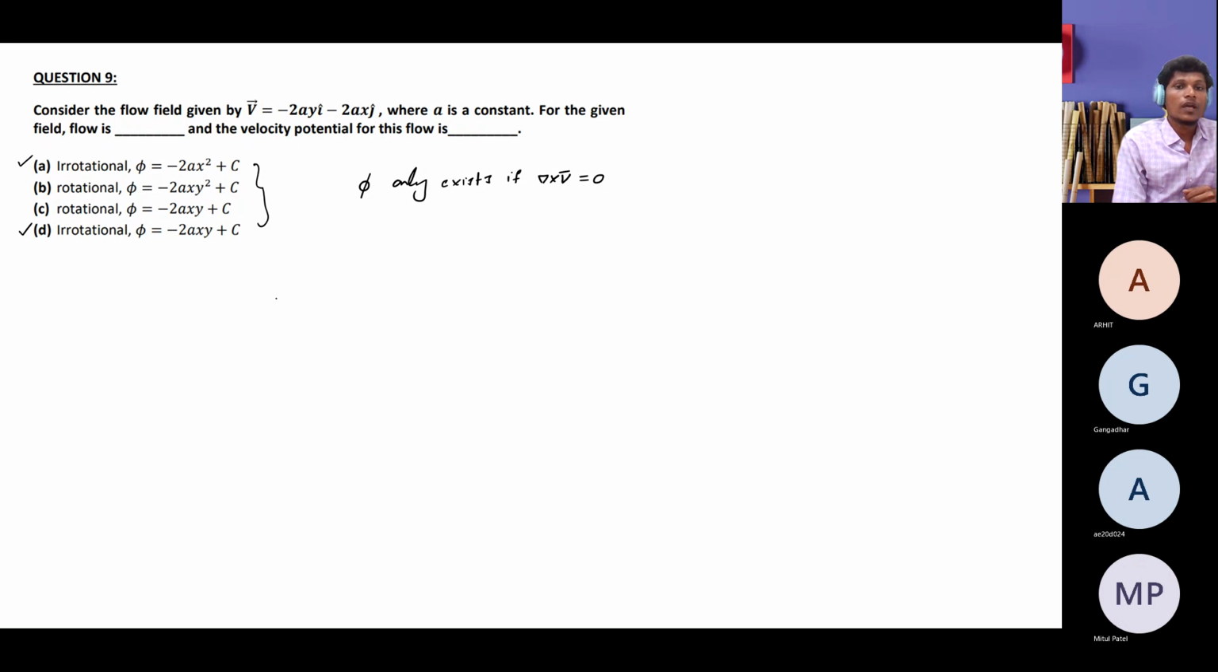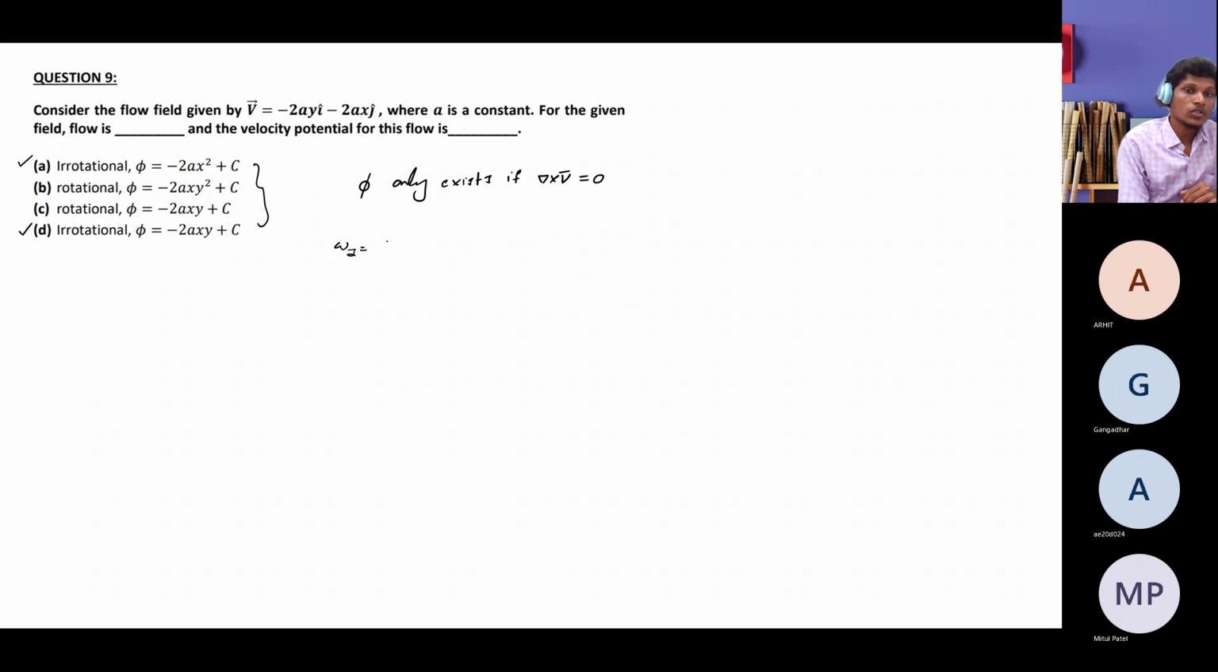Anyway, for your understanding, let's see how to calculate del cross V. Again, we will have a look, because it is just a two-dimensional flow. We can re-verify whether it is irrotational or not.